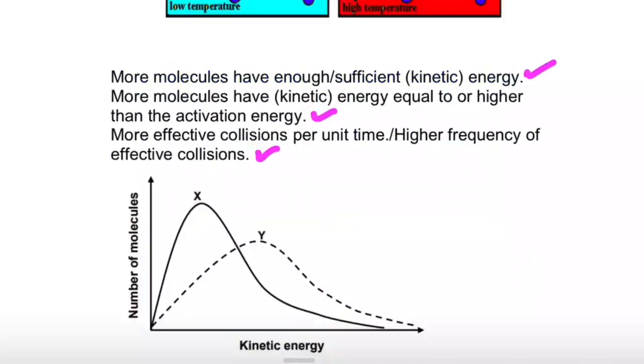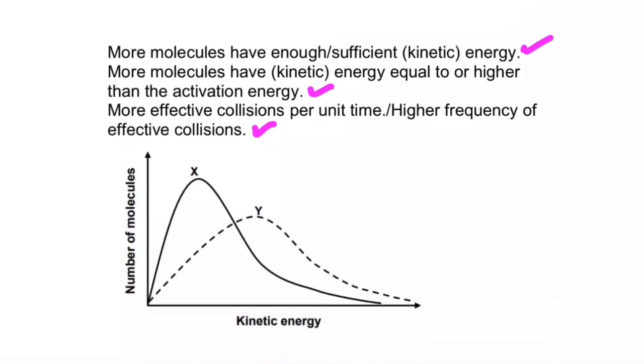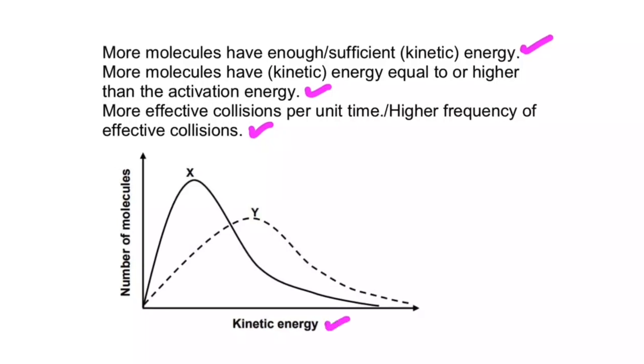Okay, and then the graph that we're seeing in front of us, what is that all about? So this graph is the Maxwell-Boltzmann distribution curve, okay? It shows you the kinetic energy on the x-axis and the number of molecules on the y-axis, right? This is how the distribution of energies looks throughout the molecules in a substance. But take a look at this. When we increase the temperature, we get this graph that is represented by y.